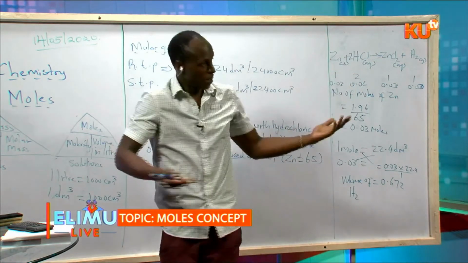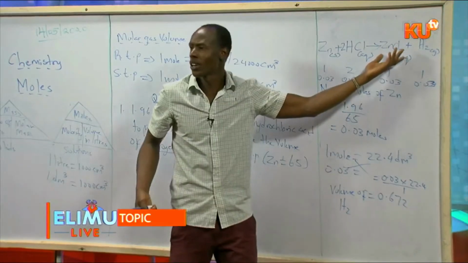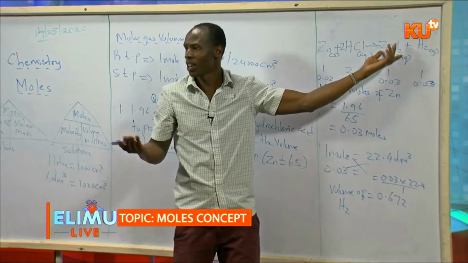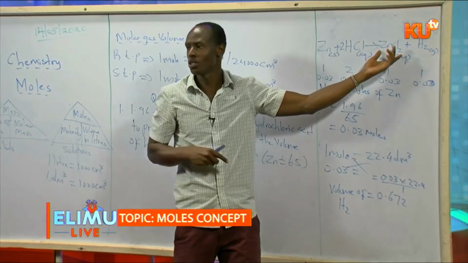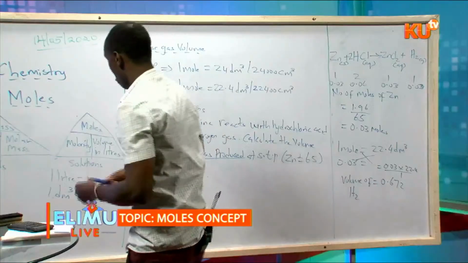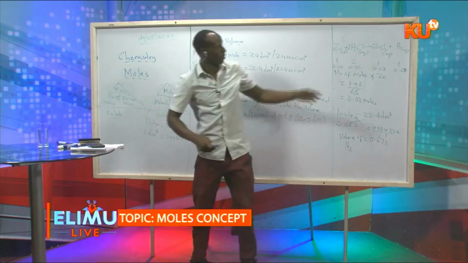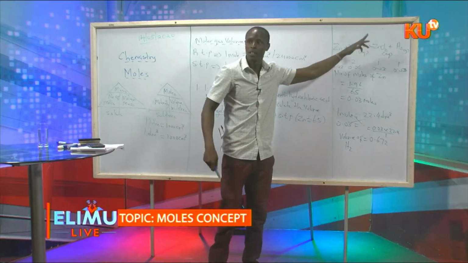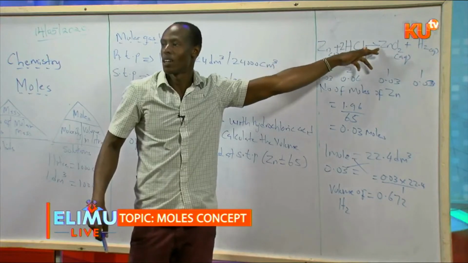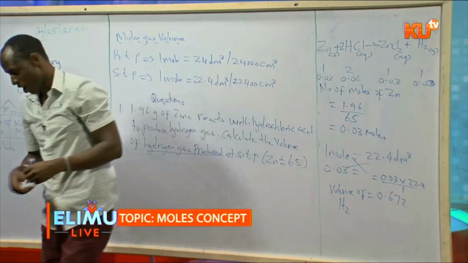Sometimes you can also be asked what mass of zinc chloride was produced in grams. If you know the number of moles, you still go back to the formula. Mass is number of moles times molar mass. In that question, you will have been given the molar mass of zinc and the molar mass of chloride, so it will be easier to calculate the molar mass.